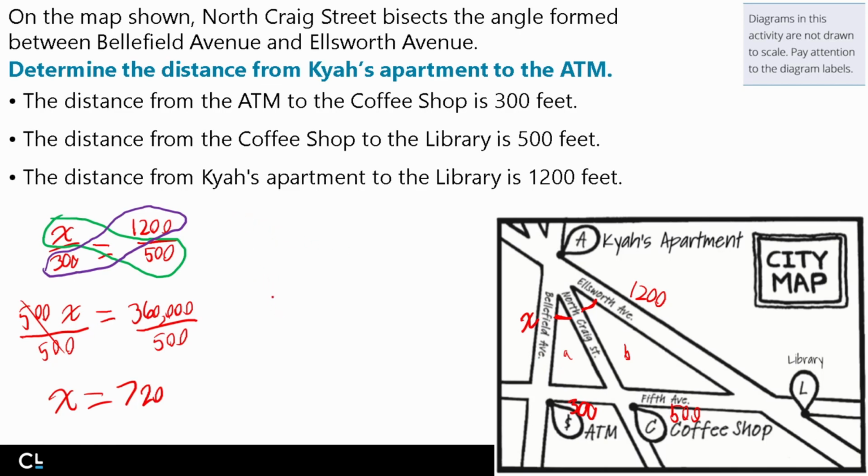So 720 feet. And it's the distance from Kaya's apartment to the ATM. That's what that stands for. But all I did was use that idea to set it up in a problem that might not look so, it looks kind of complicated. But this could be a real life thing, right? If this is a real life map, these streets, the way they're set up, looks like it could be part of a city, right? And this could be used for that type of thing.